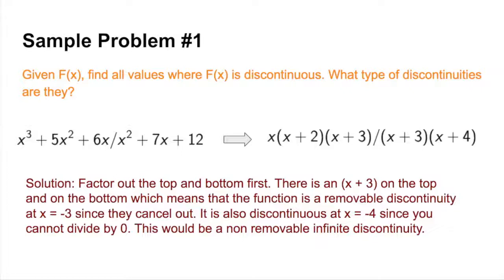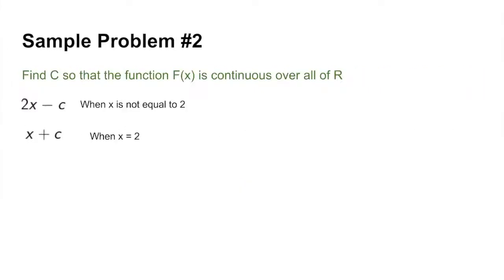That means that there is a discontinuity at x equals negative 3. It is a removable discontinuity since the x plus 3 would cancel out. It is also discontinuous at x equals negative 4 since you cannot divide by 0. This would be a non-removable infinite discontinuity.